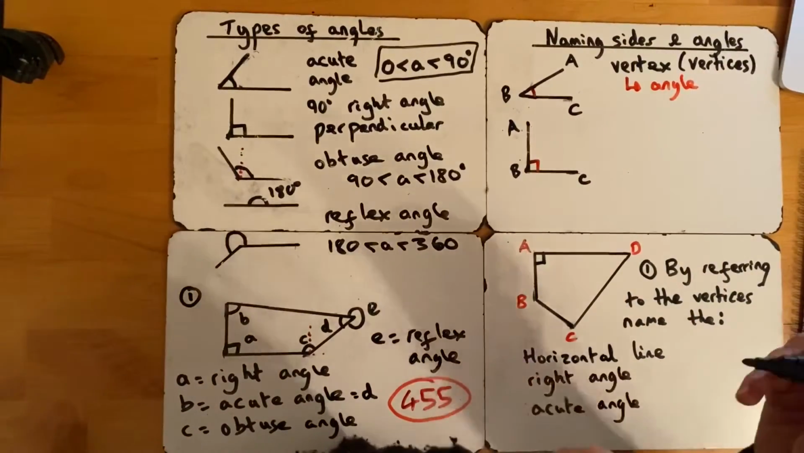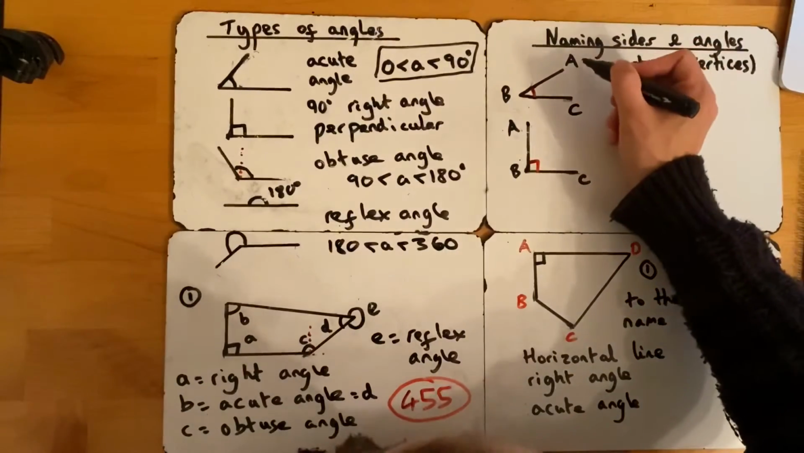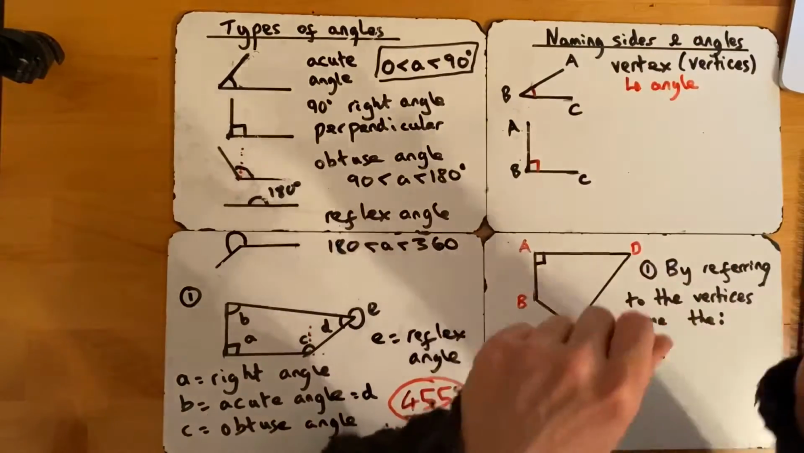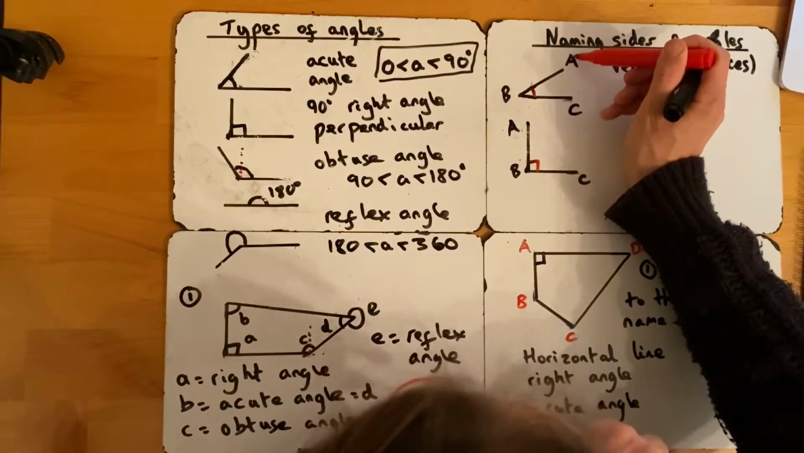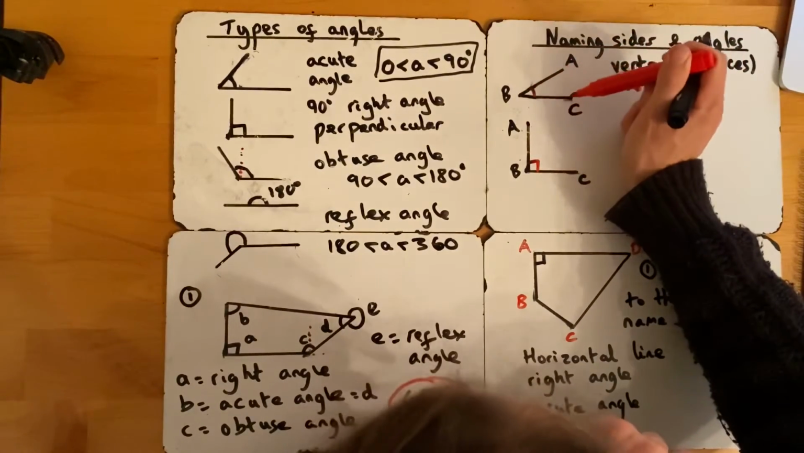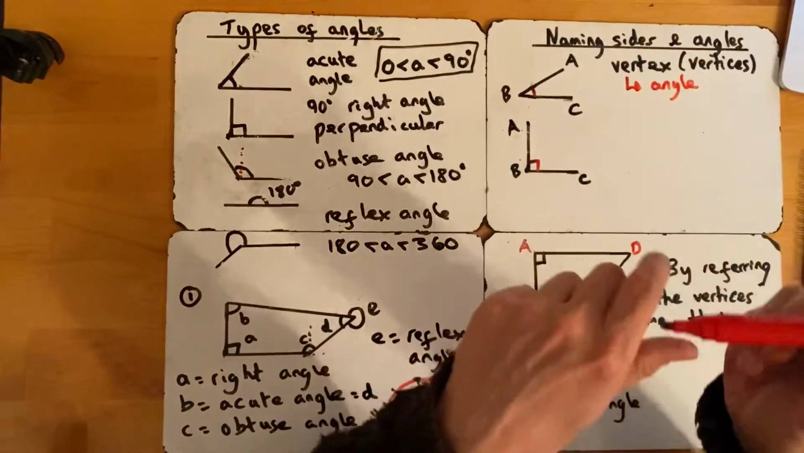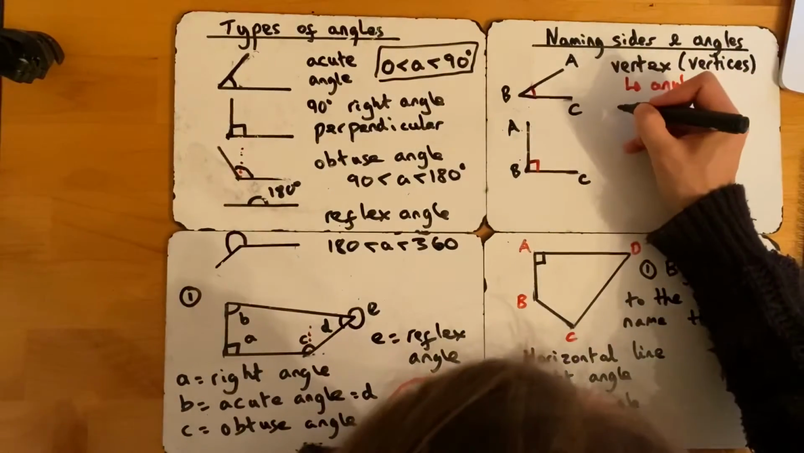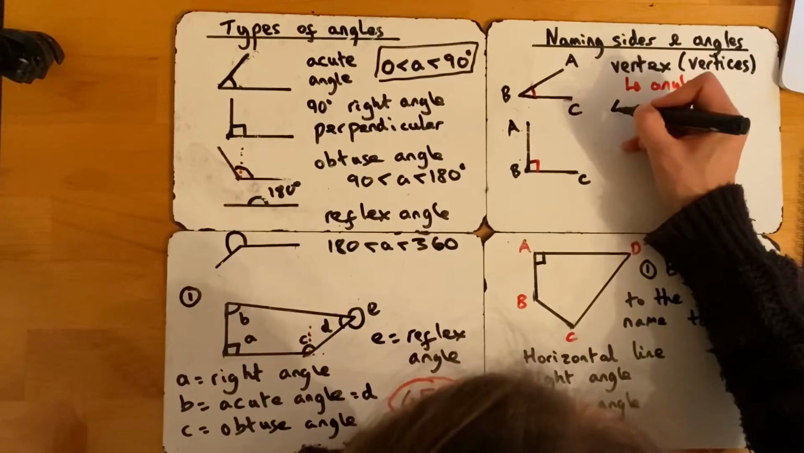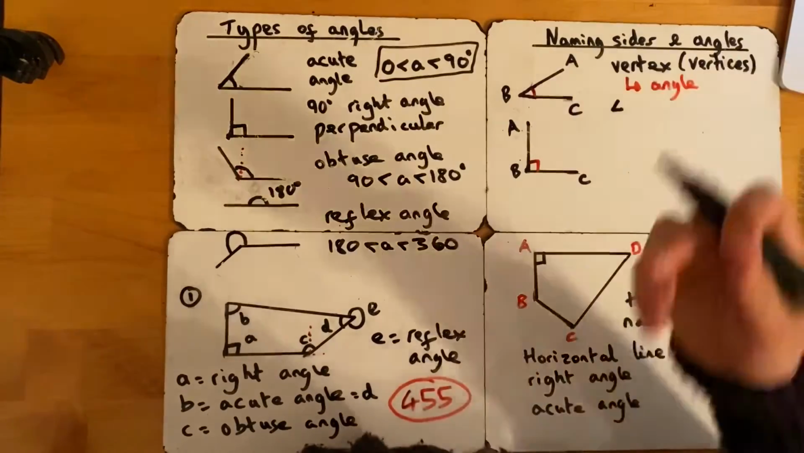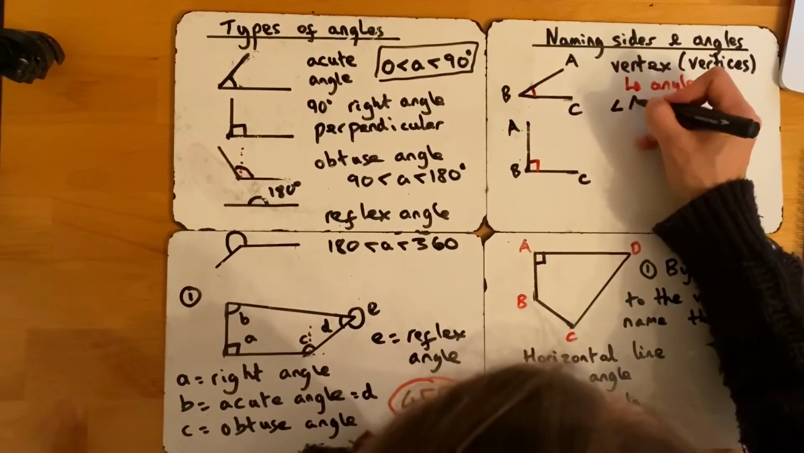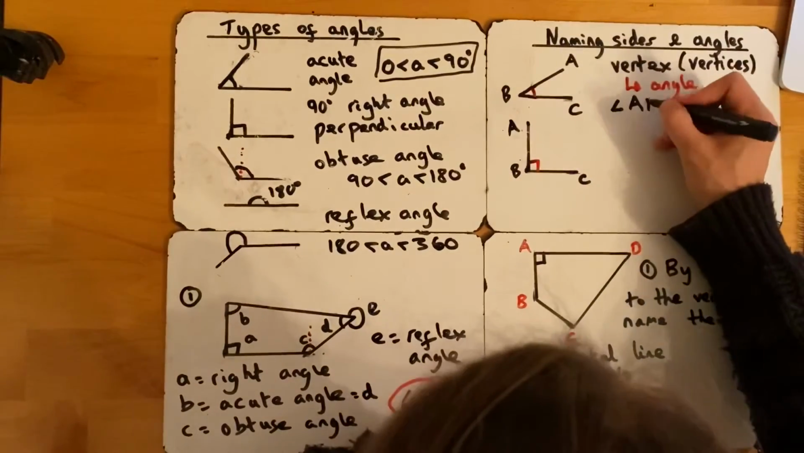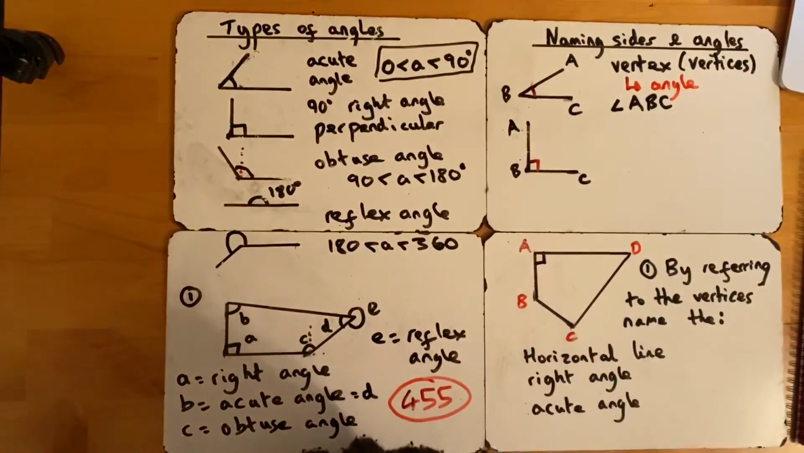And the way you label it, there's two ways of doing it. You say, well, this angle here at B, it goes from A to B and then to C. So the name of this vertex, we put a little angle symbol to show we're calling this the angle, and we say it goes from A to B and then to C. So that's one way of naming the vertex.